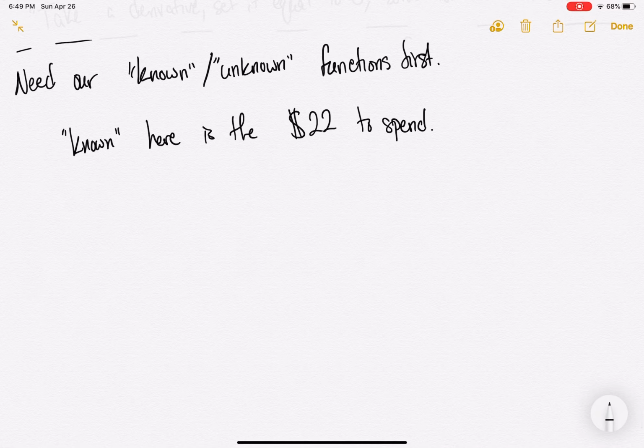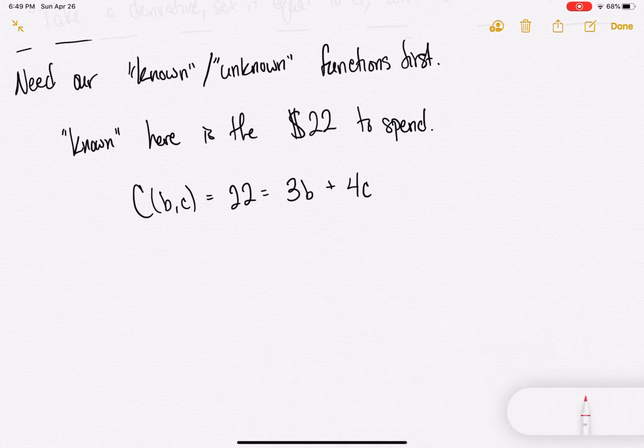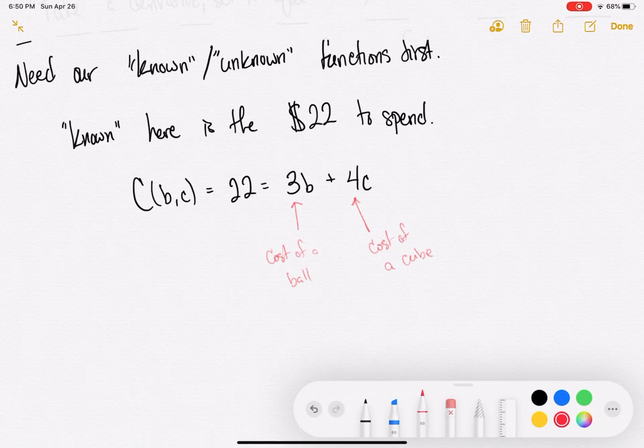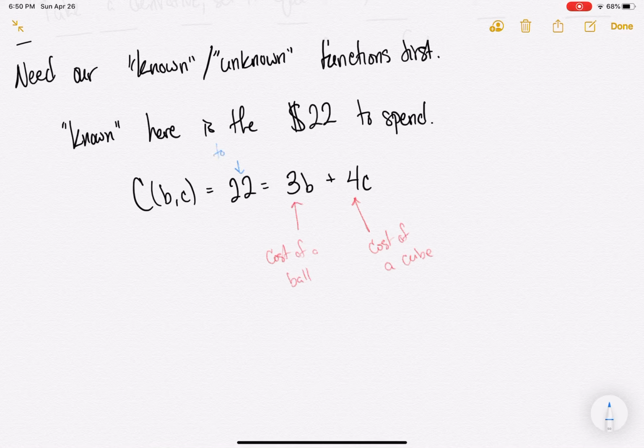So we have some cost equation that depends on the number of balls and cubes that I have, and that has to be equal to 22, and it costs $3 for a ball, and it costs $4 for a cube. This is the cost of a ball, cost of a cube. And of course, this is the total money to spend. Great.